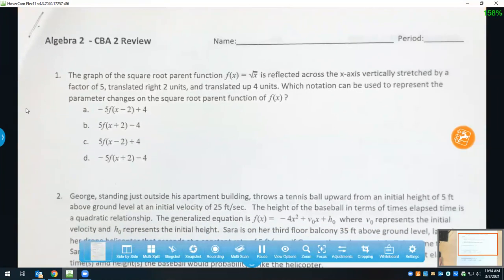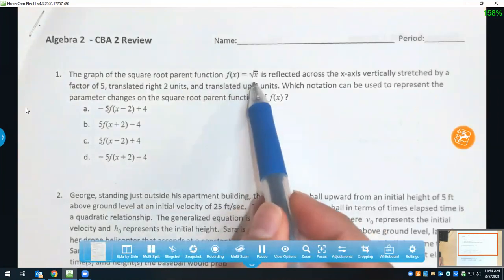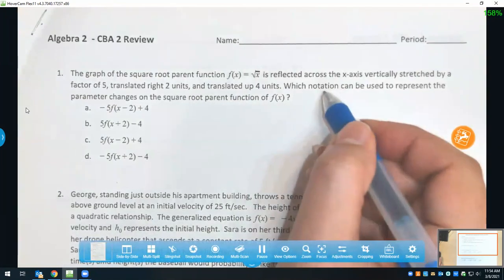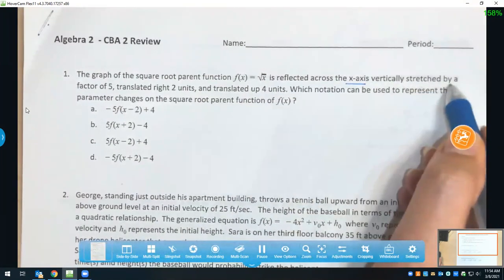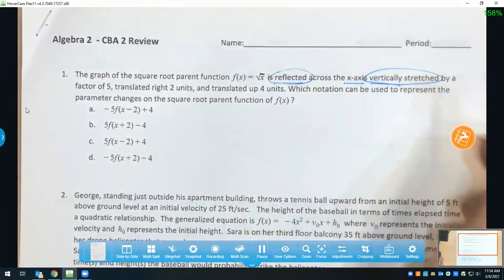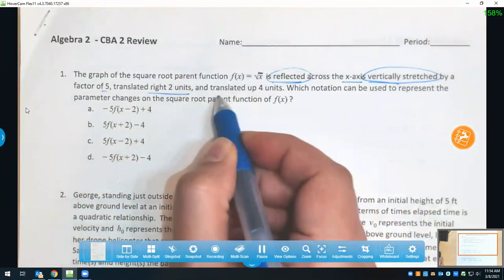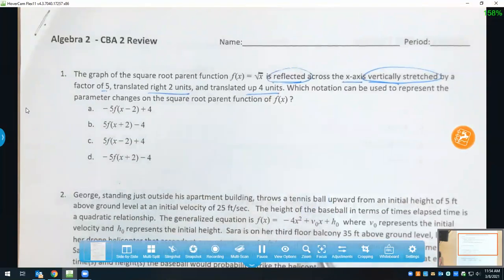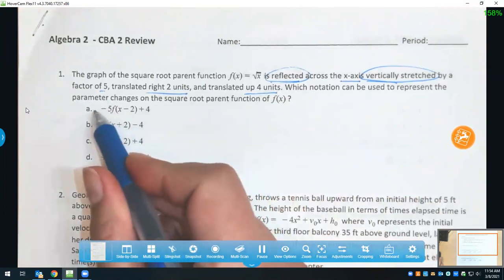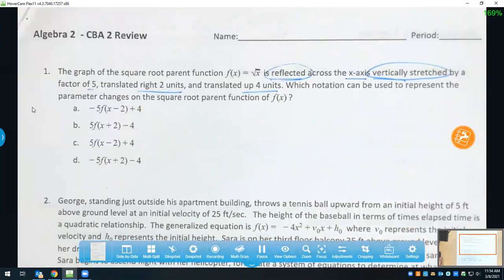So this very first one, we have the graph of the square root parent function, and they tell us that it's y equals the square root of x. And then it's reflected across the x-axis. It's vertically stretched by a factor of 5, translated to the right 2 units, translated up 4 units, so a whole bunch of stuff, right? And then it asks us which notation can be used to represent the parameter changes on the square root parent function. So let's kind of chat about it.